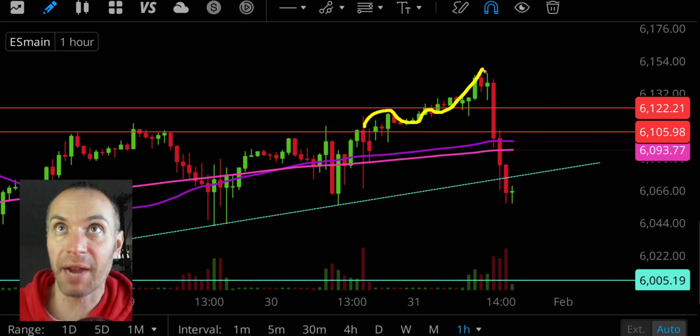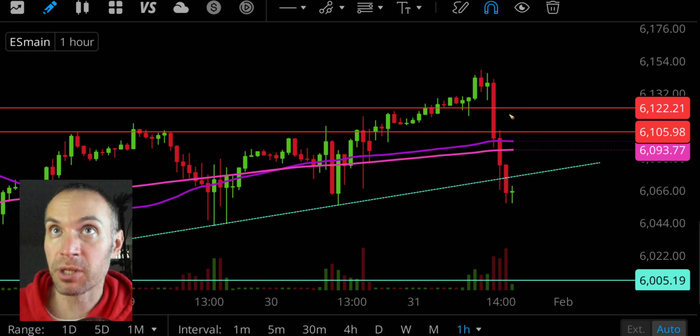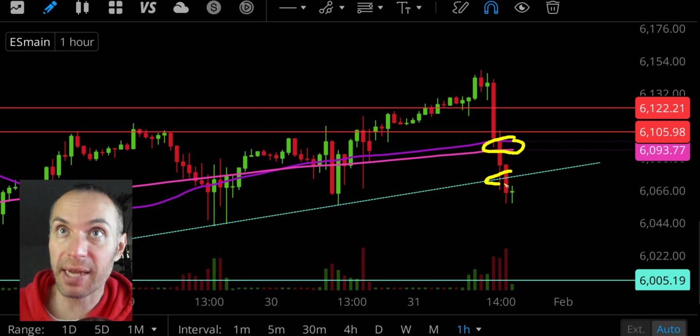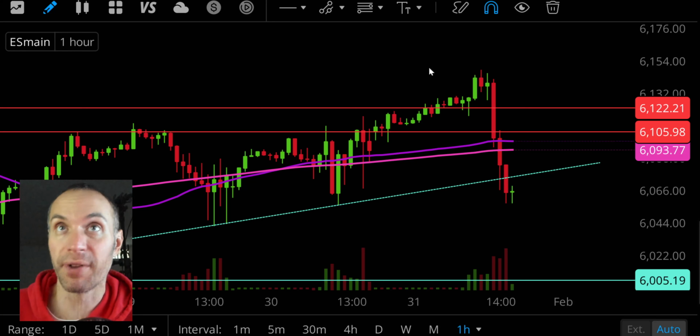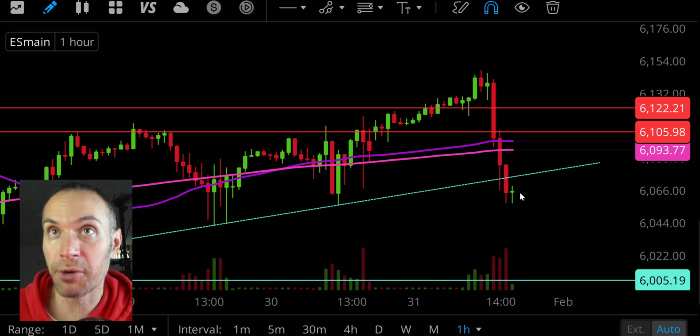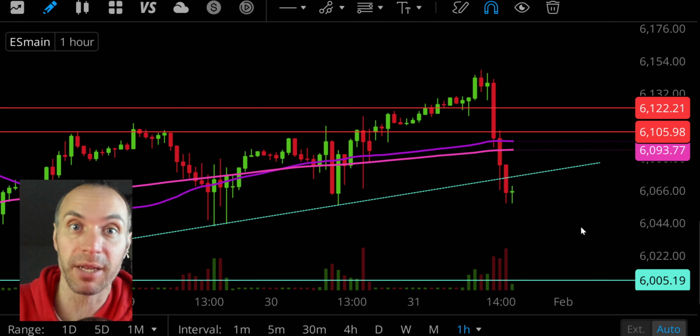But then that afternoon part of the session happened, and it gave up all those gains. Not only all the gains back below the resistance zone, not only back below the moving averages, it also went back down below that trend line right there. So truly a very bearish latter portion of the session, and we'll see if that continues into next week.